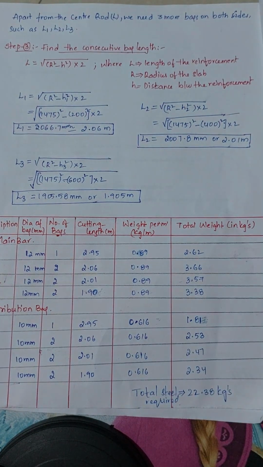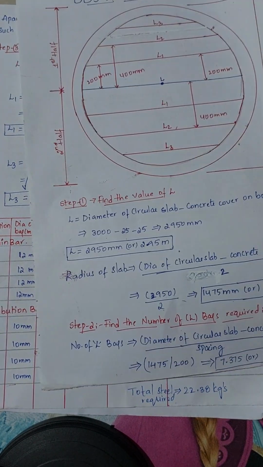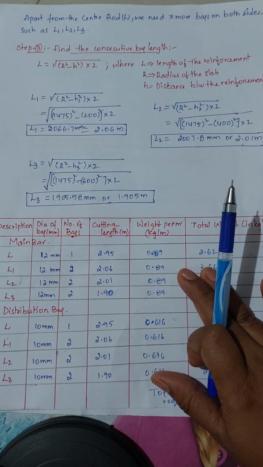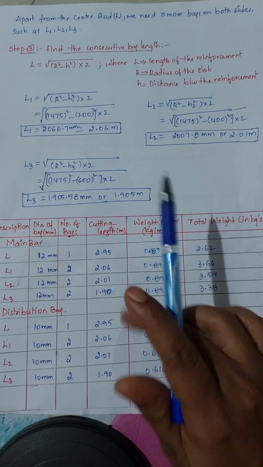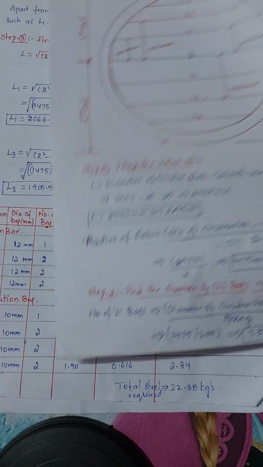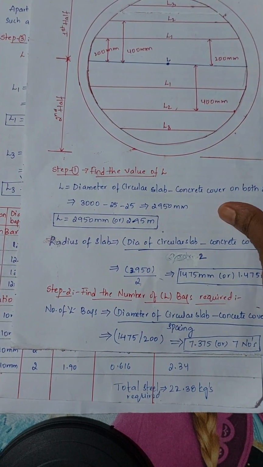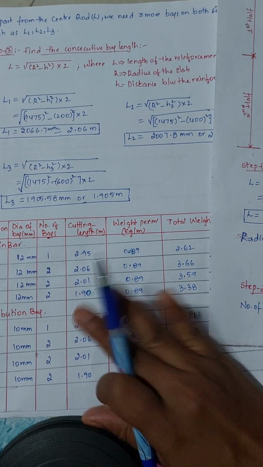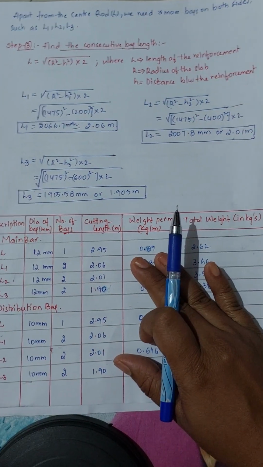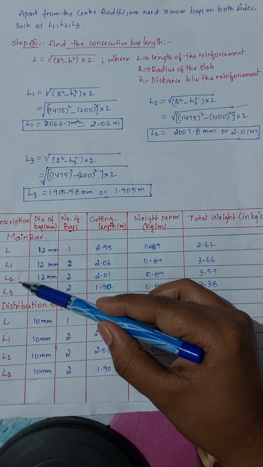So we will put all these values in a tabular form so as to calculate the total weight of the steel required for these dimensions of a slab. So now we will take the main bar, we will do the length L. For main bar we are using 12 mm, and for distribution bars we will use 10 mm bars. So the length L, it is 12 mm, length L, L1, L2, L3.